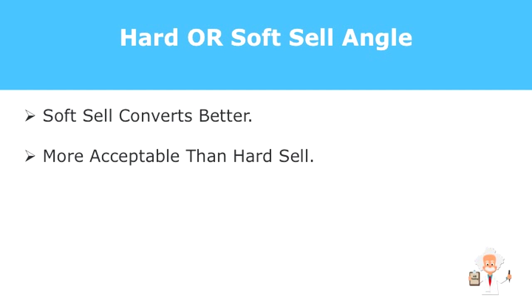Hard and soft sell angle. A hard sell email is a type of email which uses direct selling language. A hard sell is designed to get your readers to buy right now. This is proven to work well with readers who are ready to buy and aren't deliberating anymore.